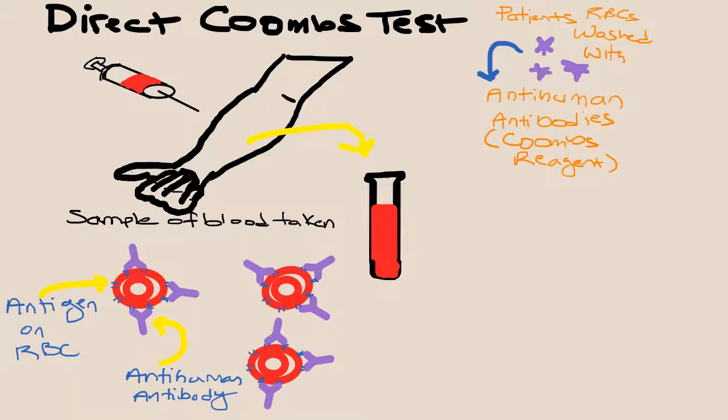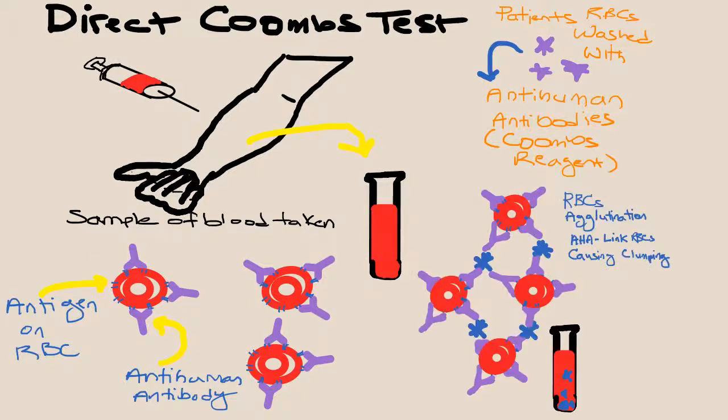It's washed in what's called a Coombs reagent. It's an anti-human antibody, and what that does, if these antibodies are attached, they'll cause them to clump or agglutinate, and you'll be able to see them in the test tube. So what we're looking for are autoimmune diseases, congenital diseases, drug-induced hemolytic anemias.